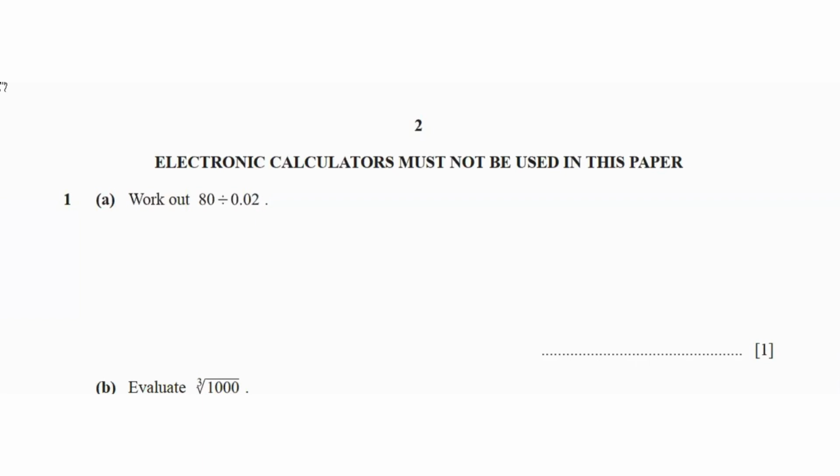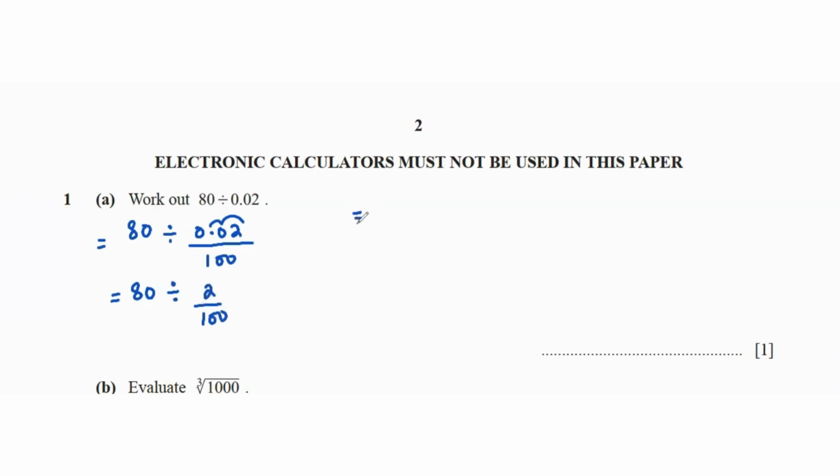And the first question says work out 80 divided by 0.02. So let's rewrite this as 80 divided by 0.02. Let's move the decimal 2 places to the right, which adds 0, 0 in the denominator along with the 1. Now what we have is 80 divided by 2 over 100.